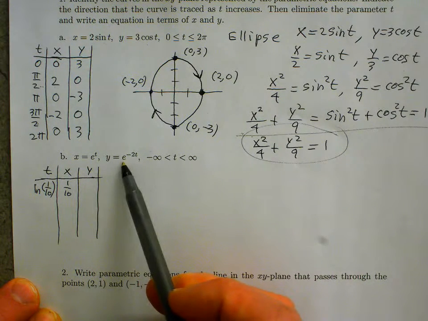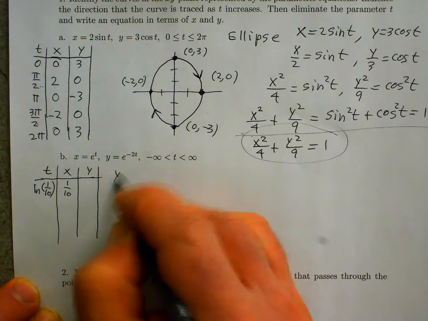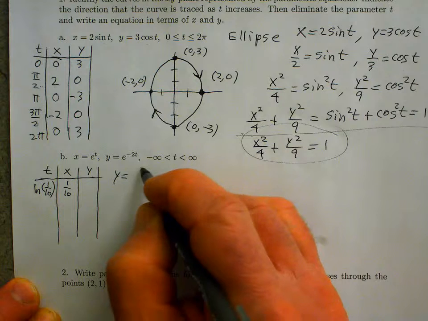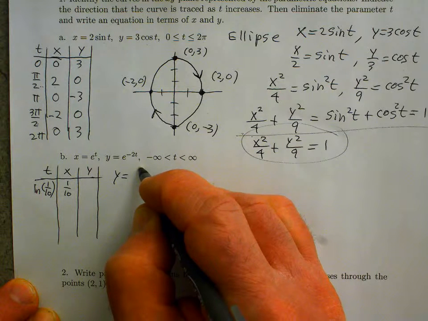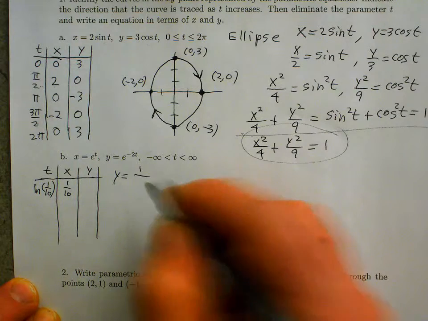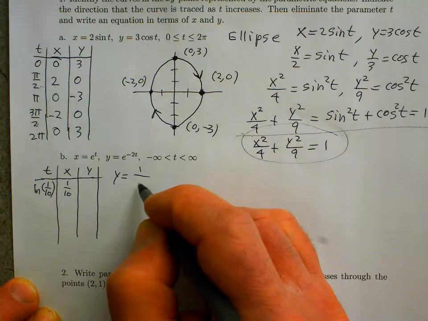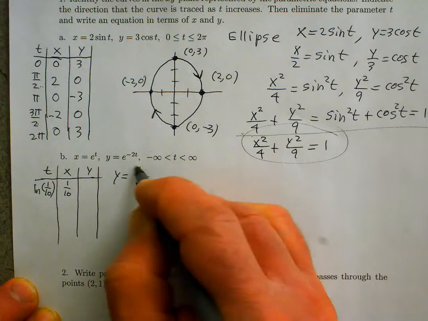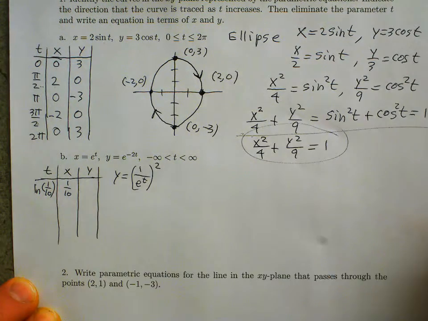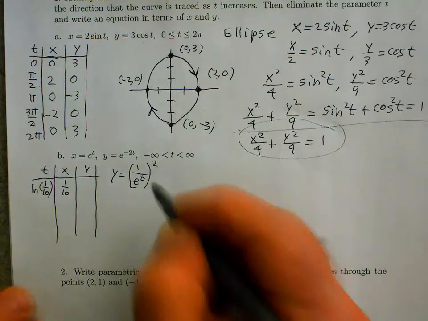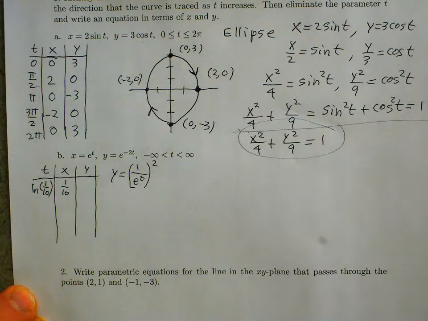And then you can think of y as, instead of e to the negative 2t, as 1 over e to the 2t, or perhaps even better, think of that as 1 over e to the t all squared. Do you agree with that? This is just a strategy to employ. You don't have to do it this way.